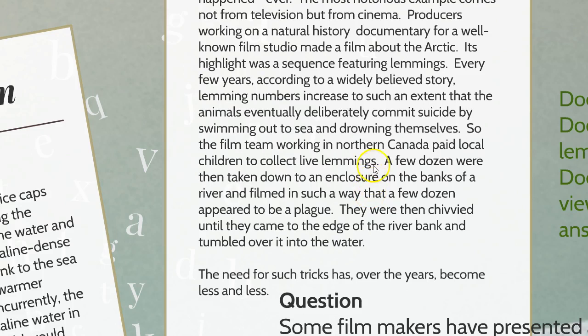And in the second part of the text, you can see there is specific reference to one film crew in northern Canada who did not film these animals in a real situation. They paid some children to collect the lemmings, and then they filmed them in such a way that many appeared to be a plague. Many appeared to be in very, very large numbers. And then they tumbled over the edge of the riverbank.